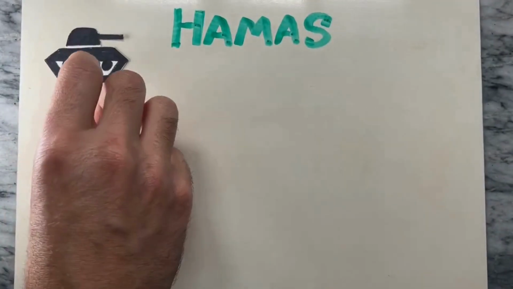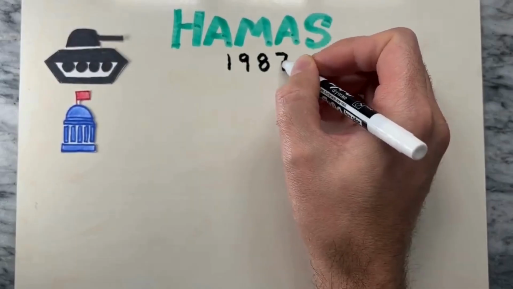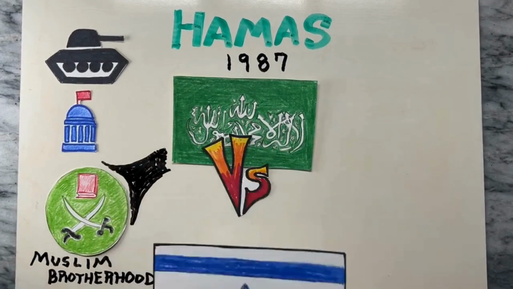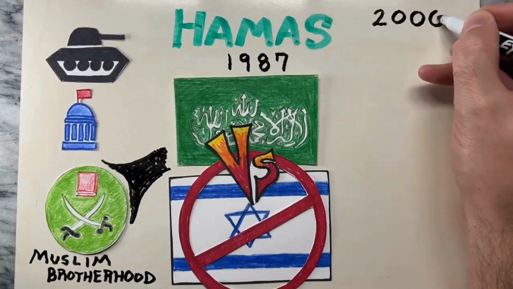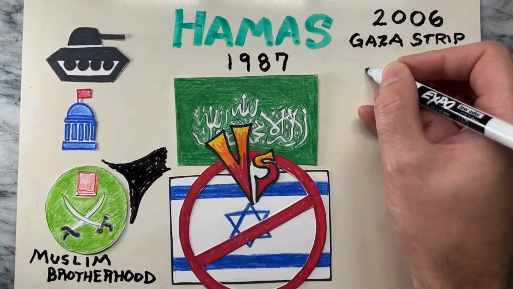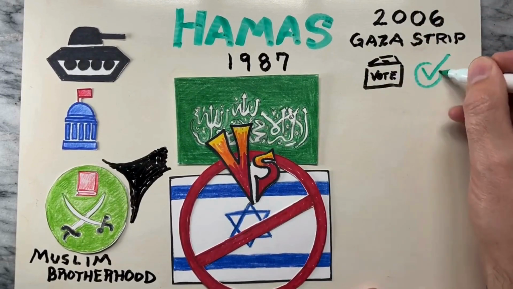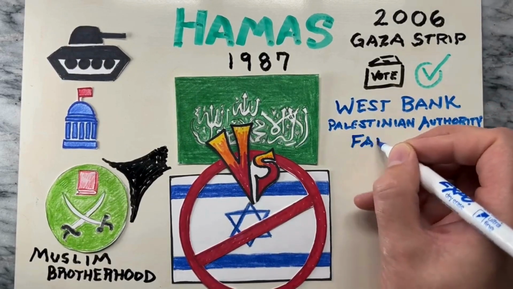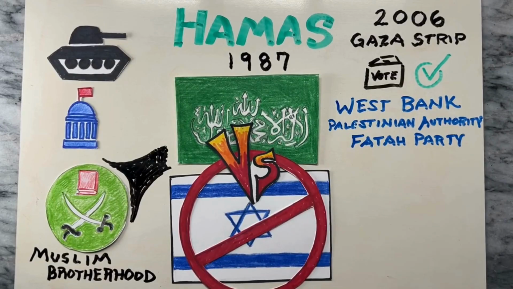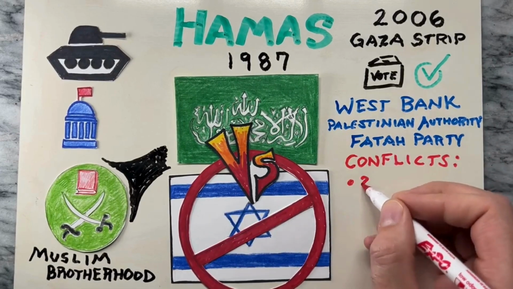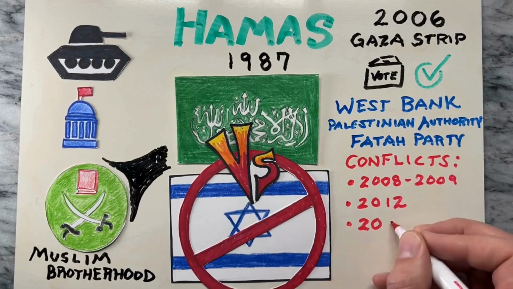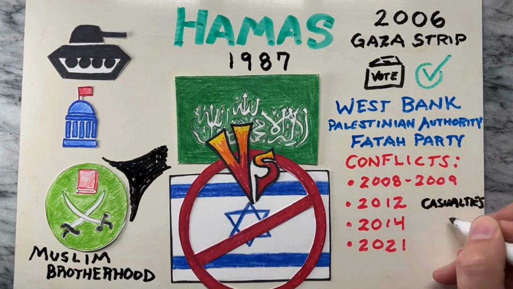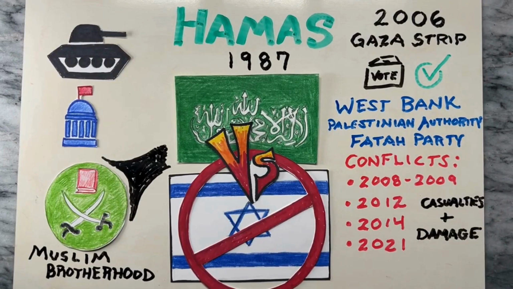Hamas is a Palestinian militant and political organization founded in 1987. It emerged as an offshoot of the Muslim Brotherhood and opposes Israel's existence. In 2006, Hamas won legislative elections in the Gaza Strip and subsequently took control there, while the West Bank remained under the control of the Palestinian Authority, which is dominated by the Fatah party. Hamas and Israel have engaged in multiple conflicts, including wars in 2008 to 2009, 2012, 2014, and 2021. These conflicts have resulted in significant casualties and damage.